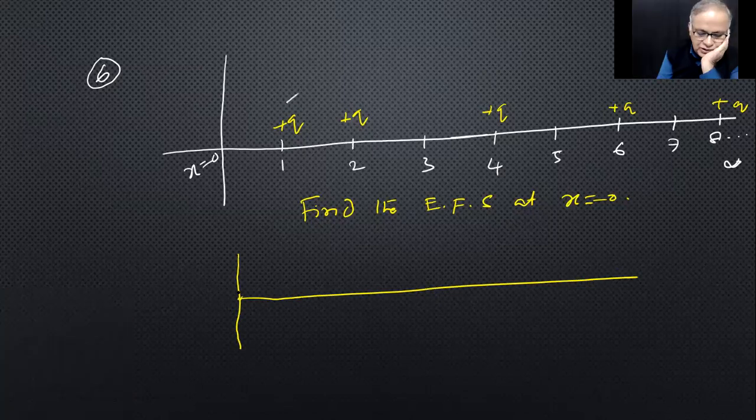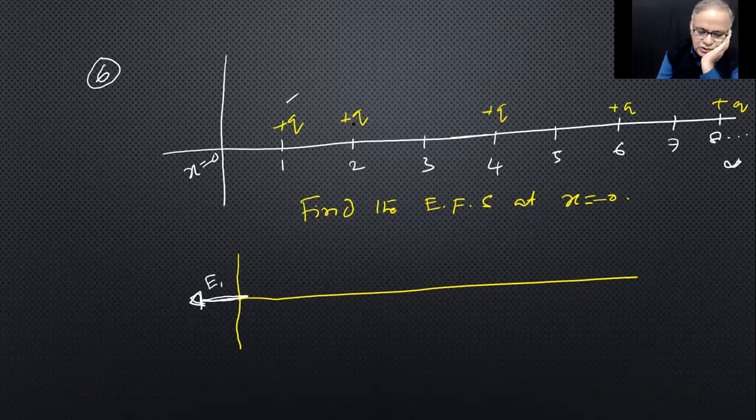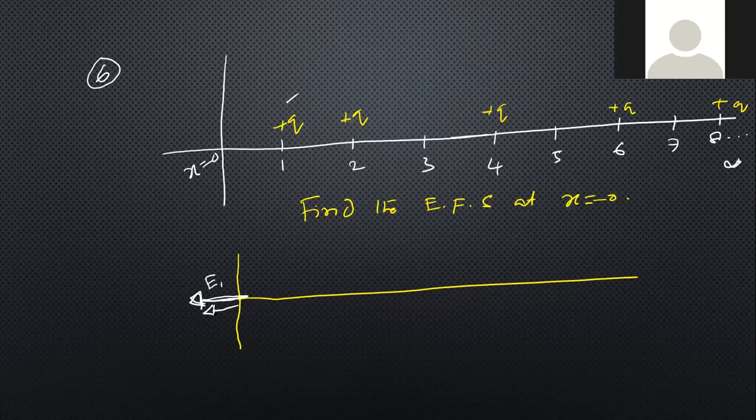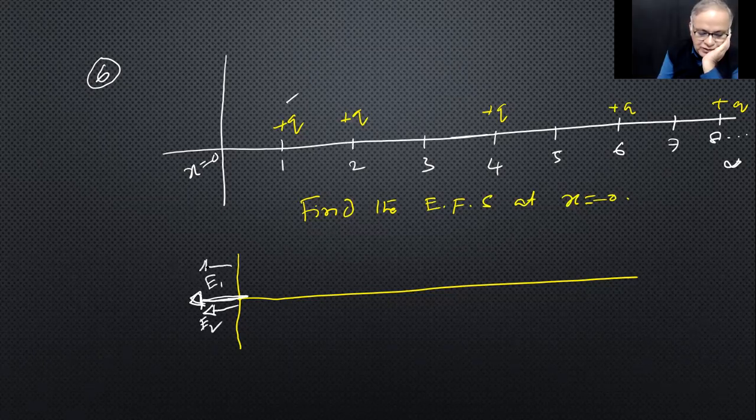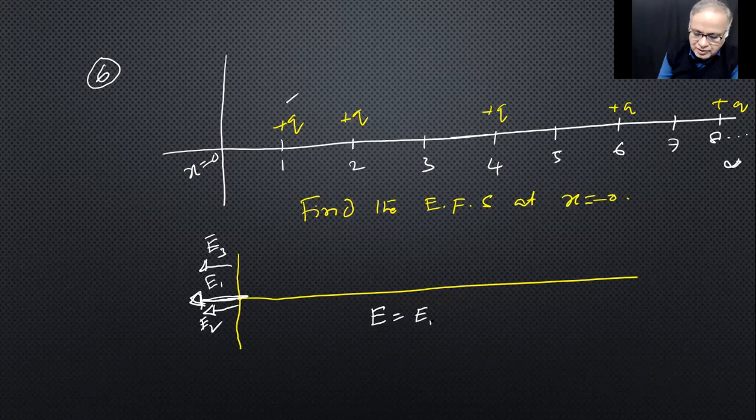So due to this Q, what is the direction of field? The field vector will be towards the left only, sir. And then due to this Q also towards left. And remember that will be smaller, because the distance is larger. Like that, all the charges will have fields, all the fields like this only, progressively becoming smaller and smaller. So can I say simply E equals E1 plus E2 plus E3 plus E4 and so on up to infinity in the negative x direction?